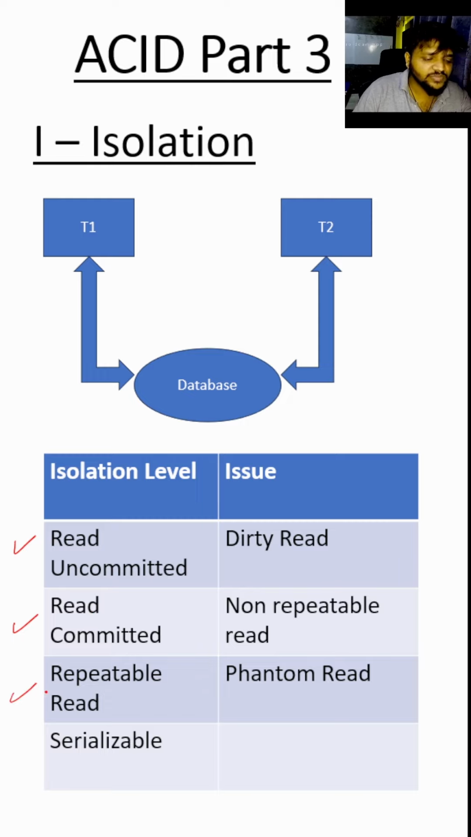Then the third one is repeatable read, which is the default configuration of a Postgres database. When you are setting repeatable read, the issue that you would be facing is phantom read. And finally is the serializable. The serializable is the topmost isolation level. Once you are setting this isolation level, if your application requires, then there won't be any read and write issue.